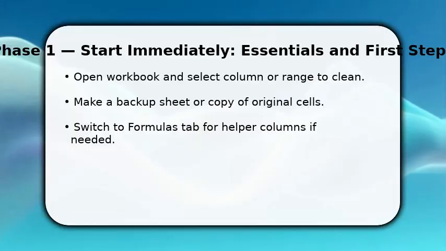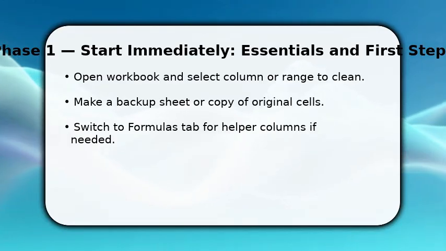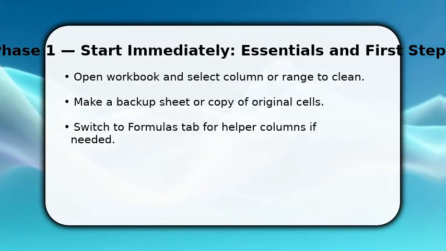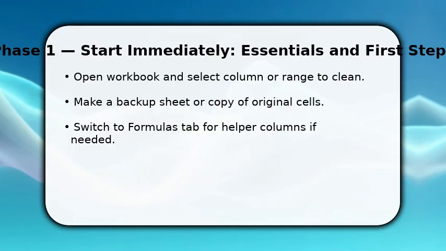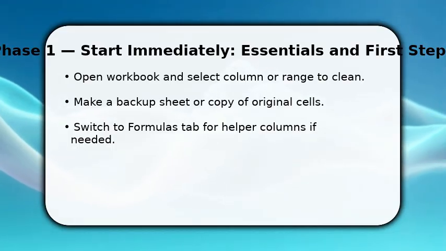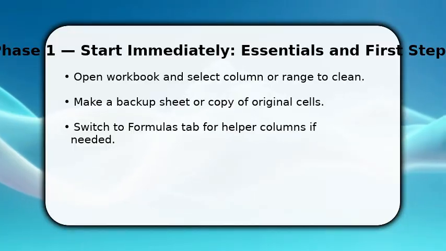Enjoy the video. You start by selecting the cells that contain numbers mixed with letters and symbols. Make a quick copy of that range so you can undo mistakes. Once done, insert a helper column immediately to the right and keep the original intact.